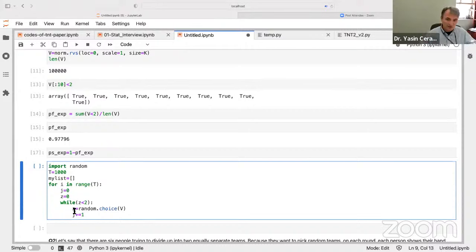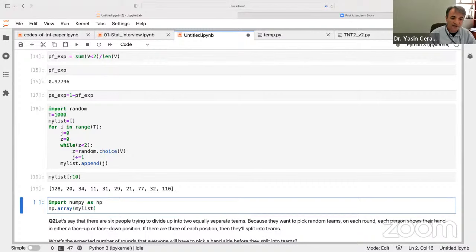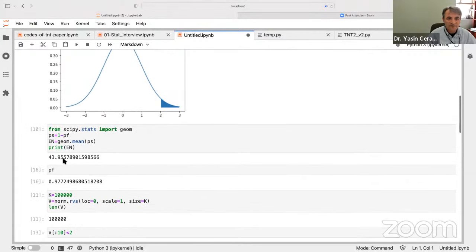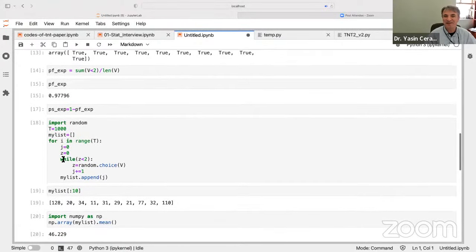Taking the average of a list, there are different ways. I'm just going to turn my list into a NumPy array and then take the mean. For the sake of completeness, I'm reminding you that I'm using NumPy, though I already imported it. I'm nervously waiting for the answer. Let's see what the answer is. 46.22. What was the answer we found? 43.9. Not so bad, right?